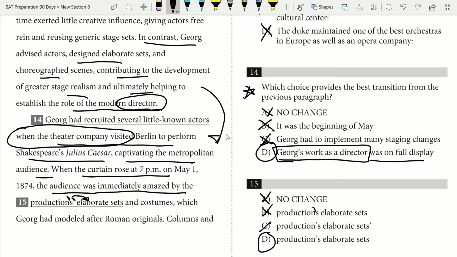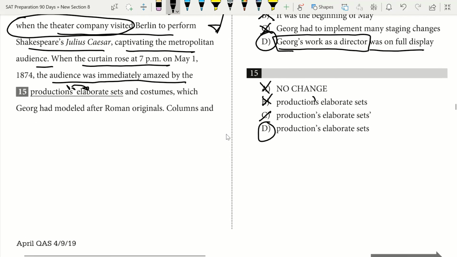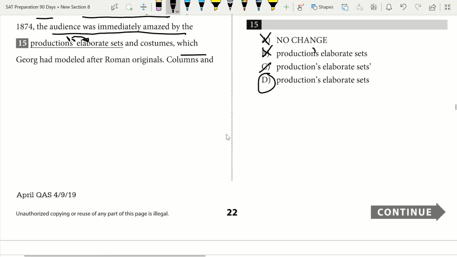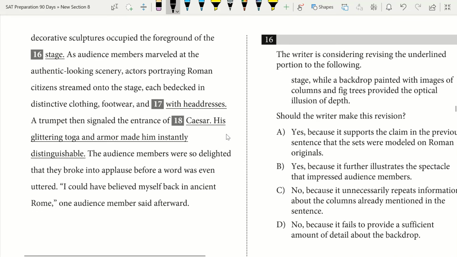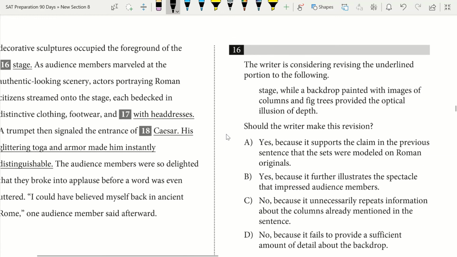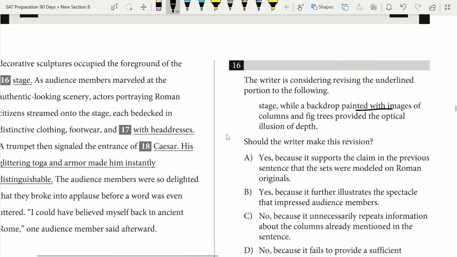As far as A, saying George recruited actors, that's not touching on his involvement as a director, so that would also be incorrect. All right, so we have which George had modeled after Roman originals. Columns and decorative sculptures occupied the foreground of the stage, while a backdrop painted with images of columns and fig trees provided the optical illusion of depth. Should we add this here?